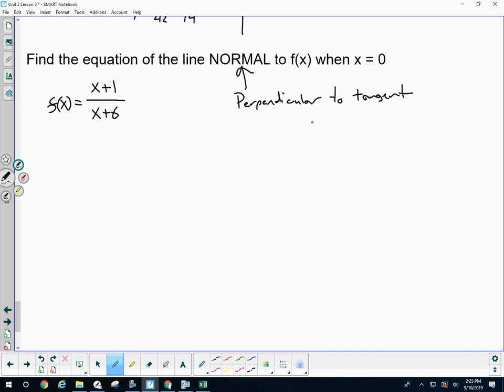Now, you probably remember, if you have a slope that is like 3, we call a perpendicular slope an opposite reciprocal. Negative 1/3 is a perpendicular slope. That would be a normal slope. If I have a slope of 2/3, the perpendicular slope, I'll use this uppercase T flipped as like a perpendicular symbol, would be negative 3/2. Okay? We are going to find our tangent slope at 0, but then we will find our normal slope, which will be the opposite reciprocal.